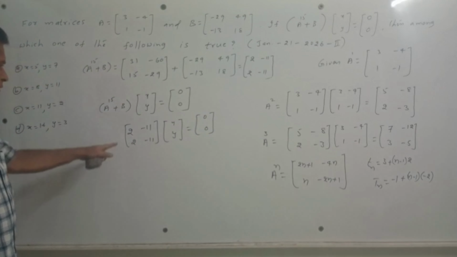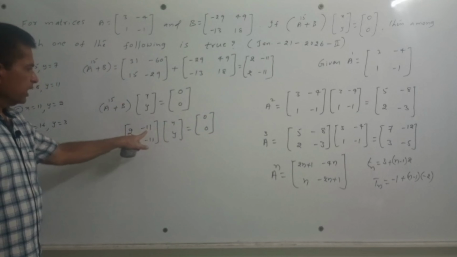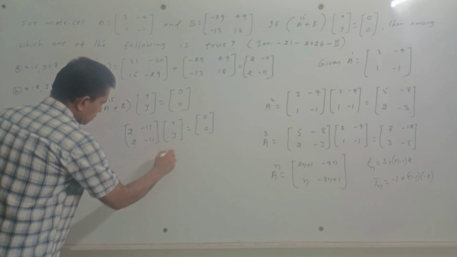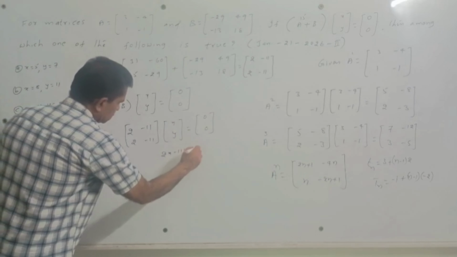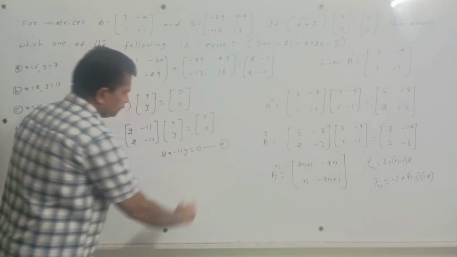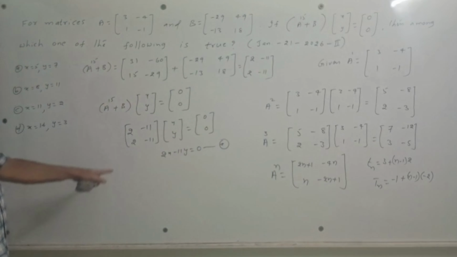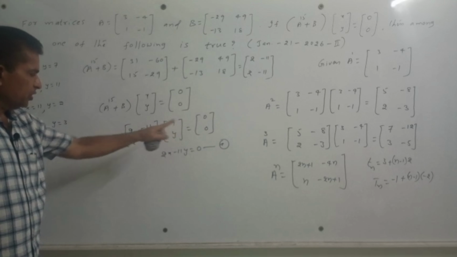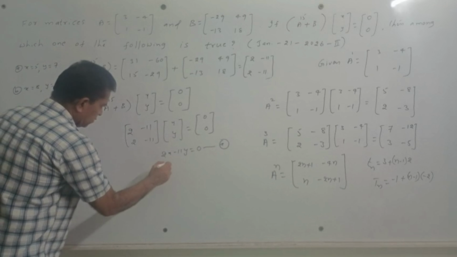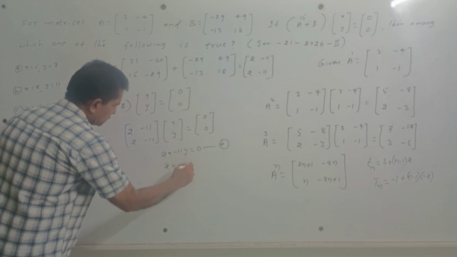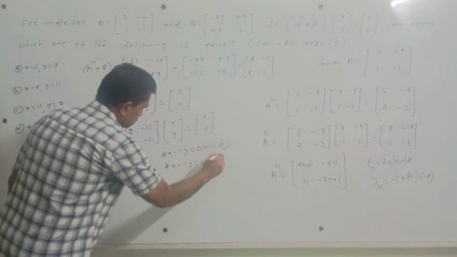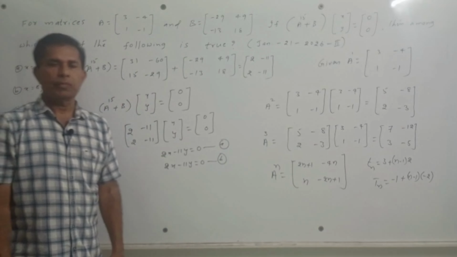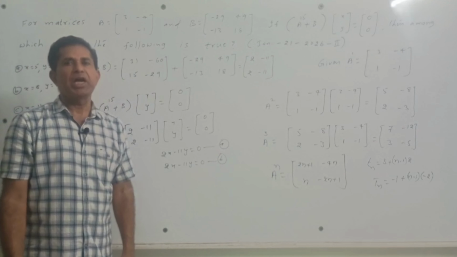Expanding that, 2x minus 11y is equal to 0. So the first equation becomes 2x minus 11y is equal to 0. Expanding along the second row, 2x minus 11y is equal to 0. We got the same equation. Both the equations are the same.